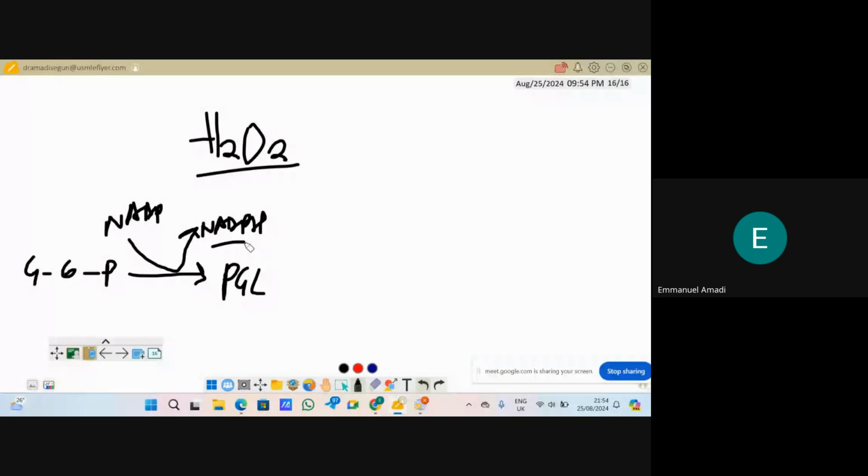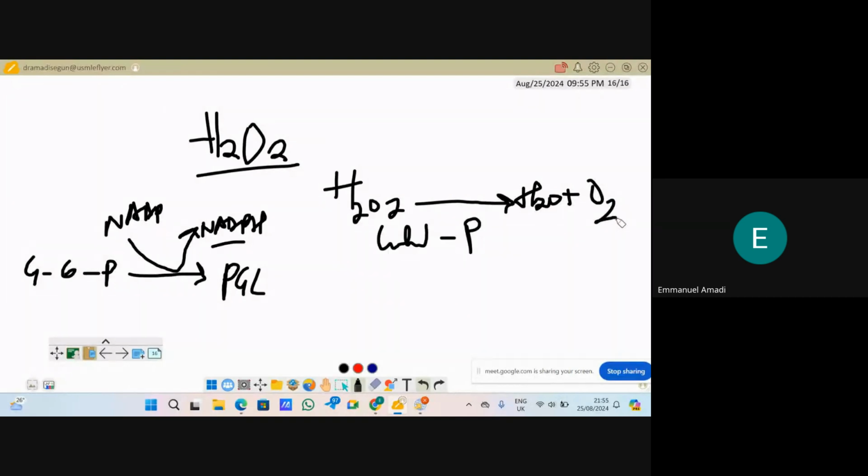Now, there's a particular enzyme that is called glutathione peroxidase. Let's call it GLUT-P. So this is glutathione peroxidase. This is the enzyme that is responsible for converting hydrogen peroxide into water and oxygen. You can see the equation is balanced. But now the challenge is this. This glutathione peroxidase requires the reduced form of glutathione as a cofactor. So let's say this is reduced glutathione as a cofactor, and at the end of the day, it will give you oxidized glutathione.